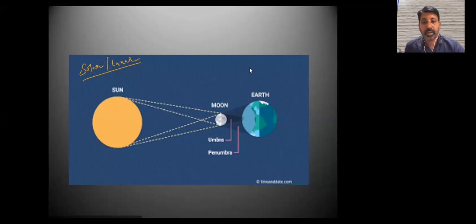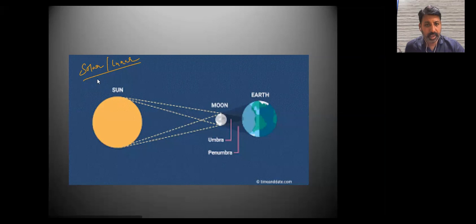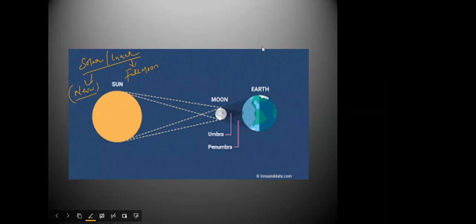Yes, Vinod. I think solar eclipse occurs during the new moon days. Solar eclipse is happening on the new moon day. Does everybody agree with that? What Vinod is saying? Okay, that means lunar eclipse happens on full moon day. Yes, sir.